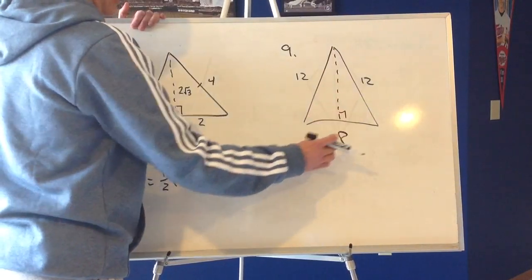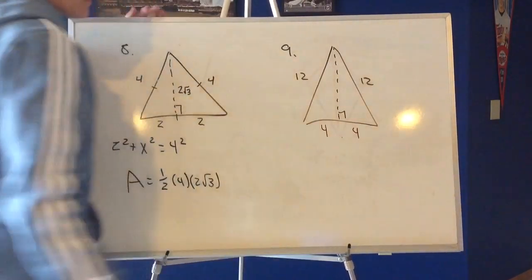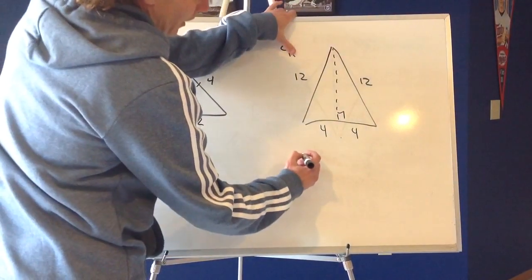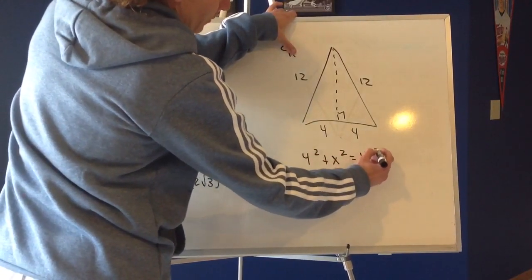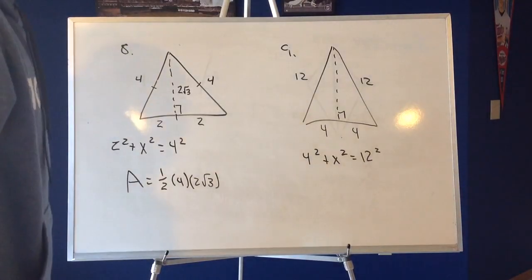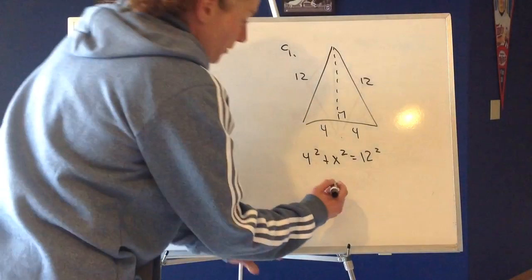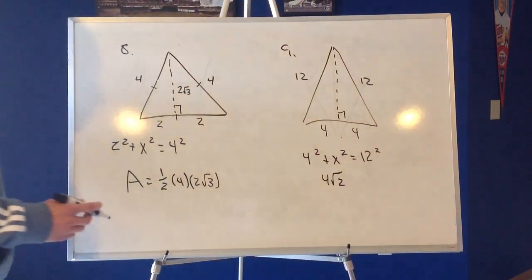Go ahead and draw in your height, which then is going to split this into 4 and 4. And then again, you can use the Pythagorean theorem to find your height. Okay, so you have 4 squared plus x squared equals 12 squared. Okay, so on this one, I don't know this one off the top of my head quite as quickly. I think it'll end up being 4 square root of 2 based off the answer.